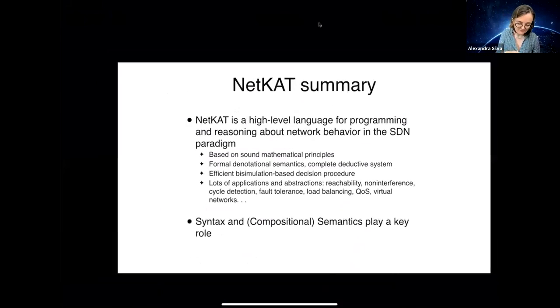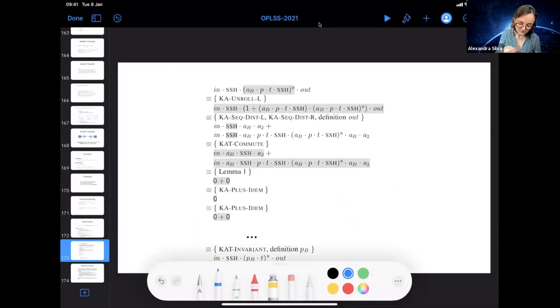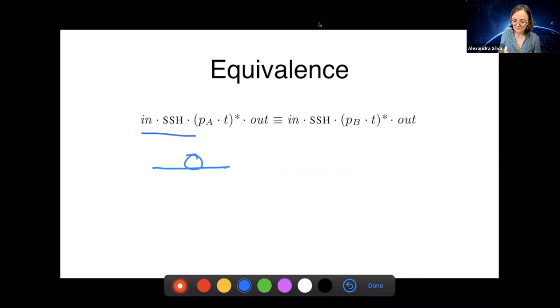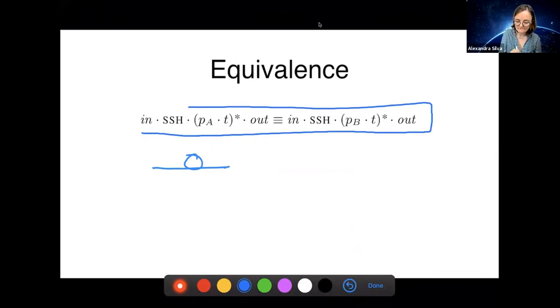And sorry, let me just go back one slide. And so basically what we end up with is an equivalence question that basically tells me my access control policy can be installed in either A or B.